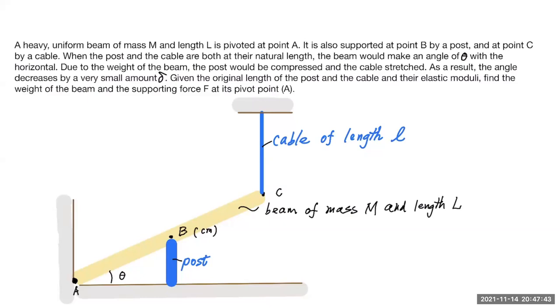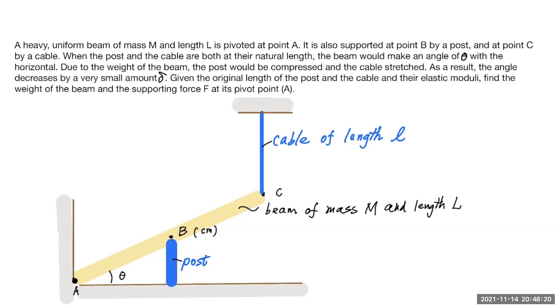Given that information, you want to find the weight of the beam and the supporting force F at its pivot point A. Now we can find the force of support at the post and also the force of support at the cable. If we know these forces, then we can also figure out the amount of stretch they have, or given the amount of stretch, we can figure out how much supporting force each would provide. And the net force on the beam has to be equal to 0, along with net torque.